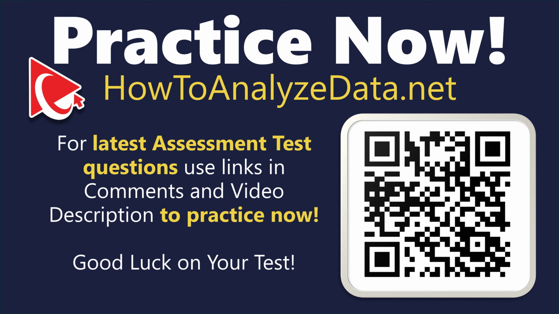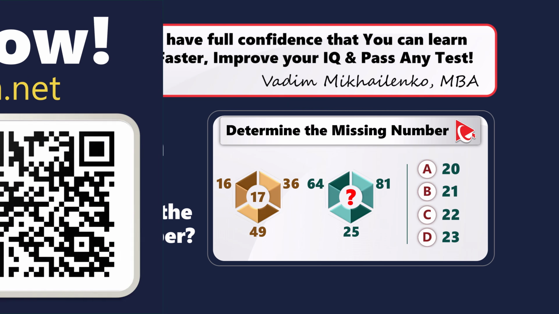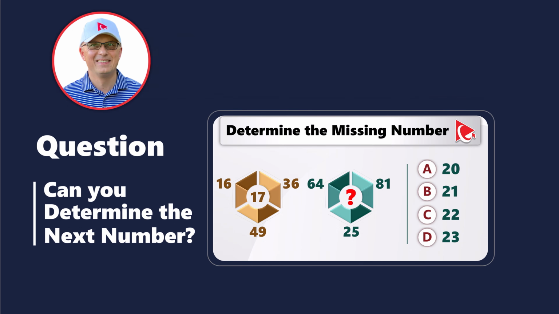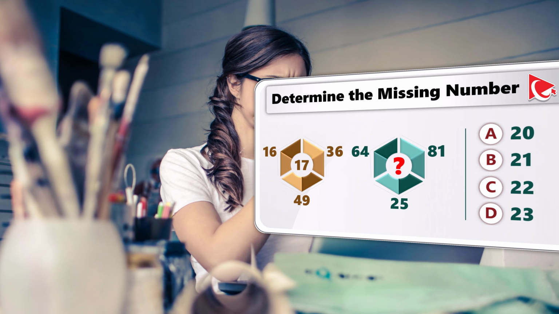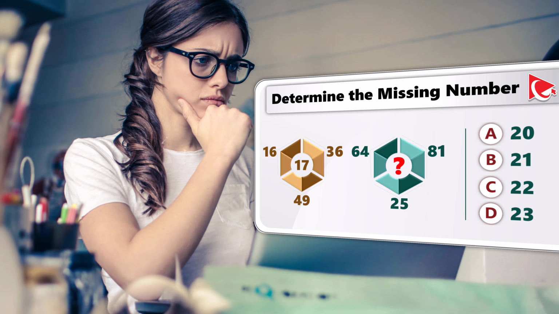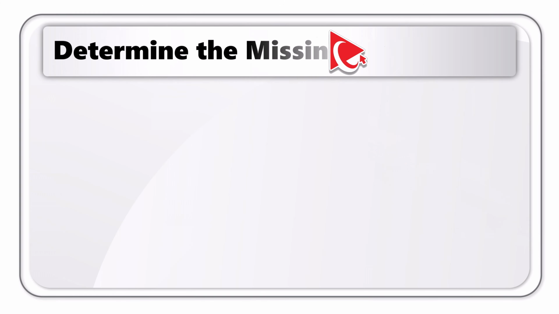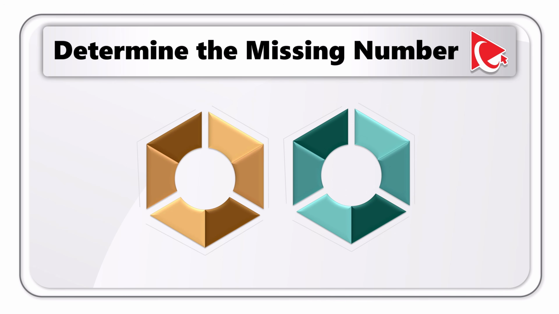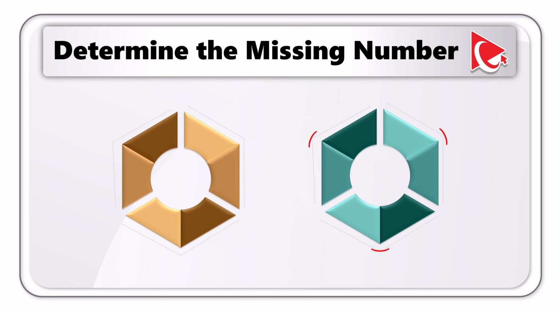Prepare to tackle this intriguing assessment test question, designed not just to test your mental math abilities, but also to foster your critical thinking skills, which you can utilize in your day-to-day life. You're presented with 2 unusual looking hexagons, and each hexagon has 3 outside numbers and 1 inside number.